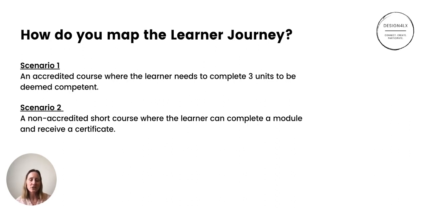So what I'm going to take you through is just quickly two scenarios. In the first scenario, an accredited course where the learner needs to complete 3 units to be deemed competent. What does that look like? What does the map look like more so? And the second, a non-accredited short course where the learner can complete a module and receive a certificate. Again, I recommend Miro. Miro is a great software, but I'm just going to show you some basic examples here.